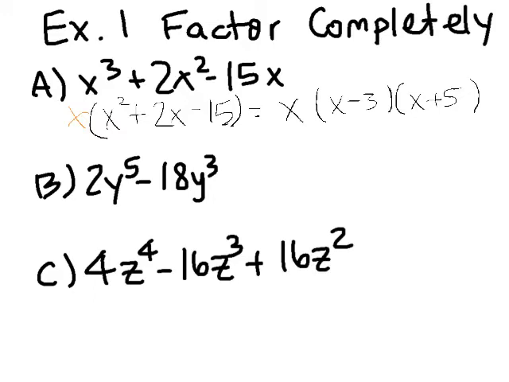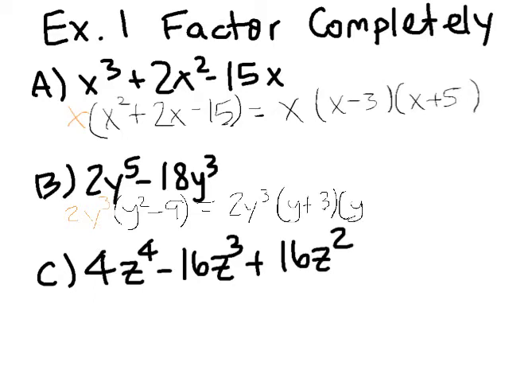On the second one, the same thing again. We're looking for something that's common in both. I don't know how to factor a fifth-powered polynomial, but I know that once I can get to a quadratic, I have a lot of different ways to factor it. So on this one, let's take out a 2y to the third. When I factor out 2y to the third, what am I left with? y squared minus 9. Those are two perfect squares, and it's going to factor to 2y cubed times y plus 3 times y minus 3.